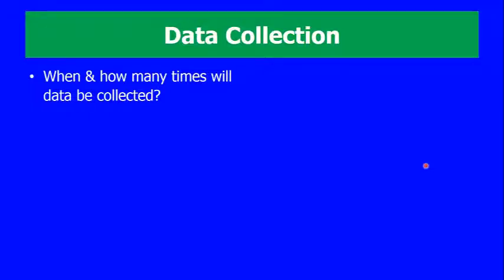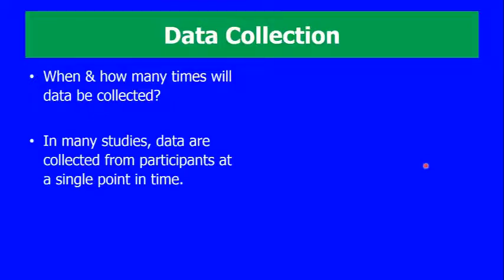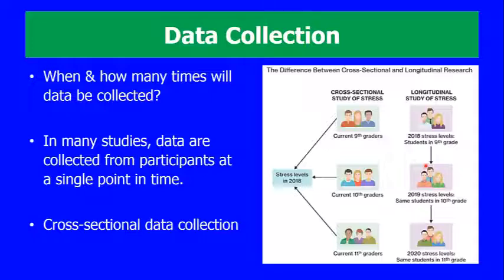Actually, when and how many times data will be collected will really affect the design. For example, in many studies, data is collected at one time, and this is called cross-sectional data collection. So you have a study group, and you come at a single setting and collect all the data together, and this is called cross-sectional data.